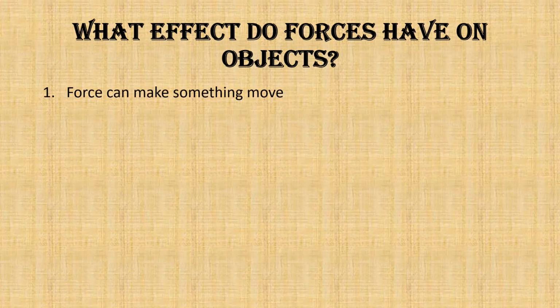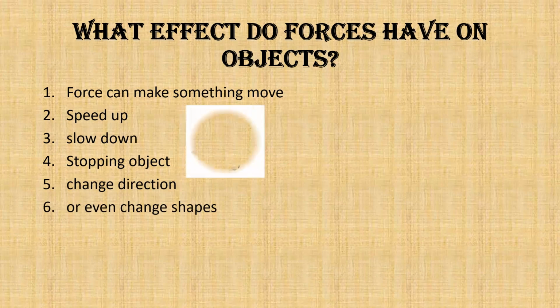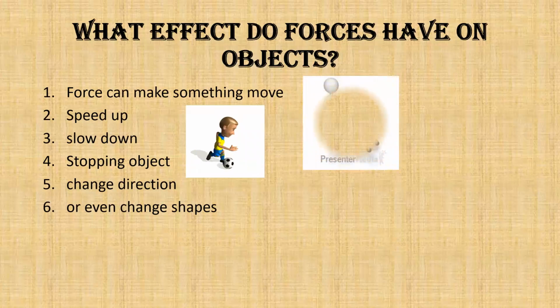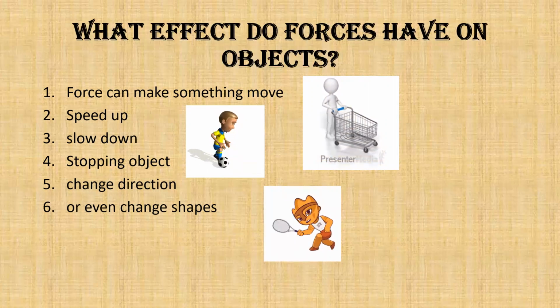Force can make something move. It speeds up a moving object. It may slow down the moving object. It may stop the moving object. It changes the direction of a moving object, or even it changes its shape. See, when you are applying force, you can make things move. You are changing the speed. You are changing the direction. You can slow down the moving objects, and you can even change the shape of the objects.